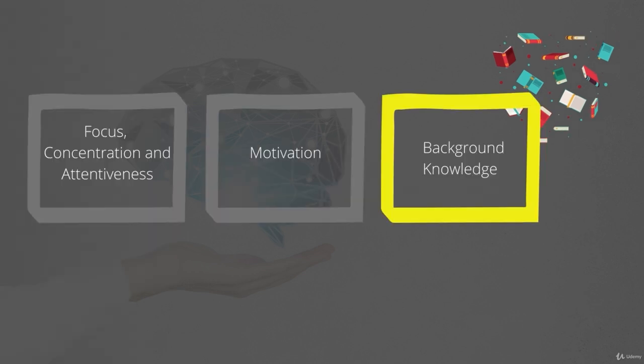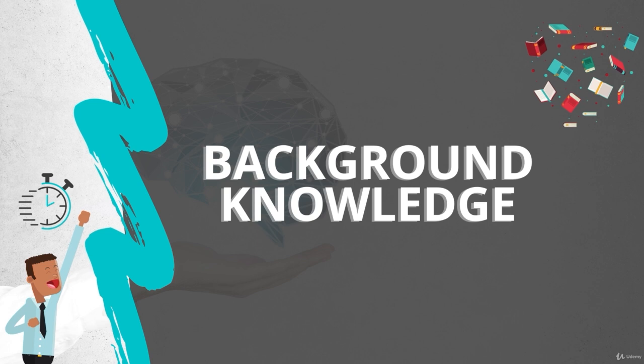For your understanding and reading speed, your background knowledge is extremely important. And this brings us to our 3rd and last factor for reading success, which is our background knowledge. If, for example, you're reading a detailed article about quantum physics and you don't know anything about it, it will be really difficult for you to understand it.